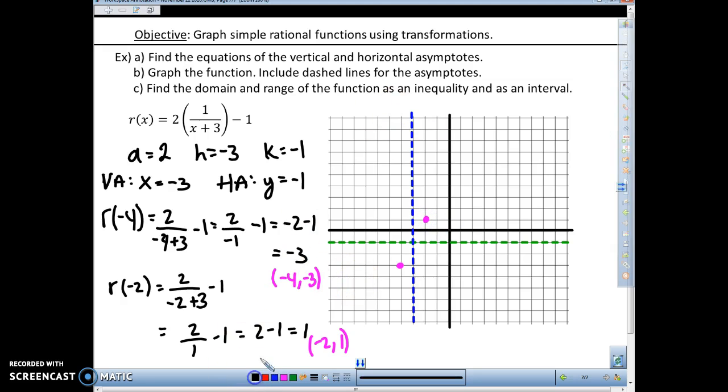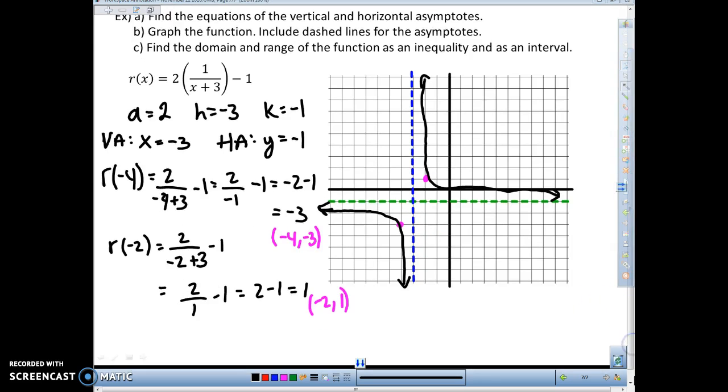Okay, and I'm just going to sketch my graph. So coming from this direction, come down here, and from up here, I'm going to hit my point, and then go out towards my asymptote. I'm going to put arrows on this just to let you know that I'm going to infinity and beyond. And there is my simple rational function. Okay, I'm also going to go ahead and remember you have to include your domain and your range.